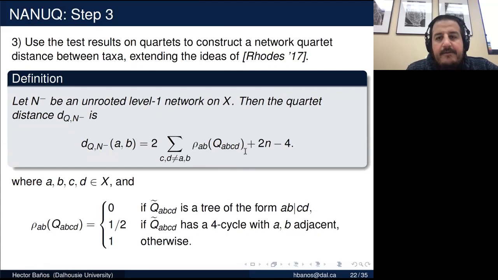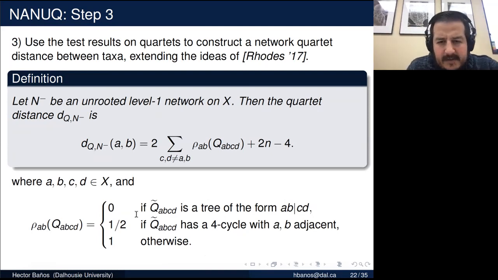So now this function phi takes a quartet that has A, B, and 2 other taxa, and gives as output 0 if the quartet is a tree of the form AB|CD. That means A, B are a cherry in that tree. It gives 1/2 if it has a 4-cycle but A, B are adjacent in the cycle, which I'll explain, but that means they are next to each other in the cycle, either up or down. And it will be 1 otherwise, which means you have a tree that separates A and B, or it's a 4-cycle but they're antipodal.